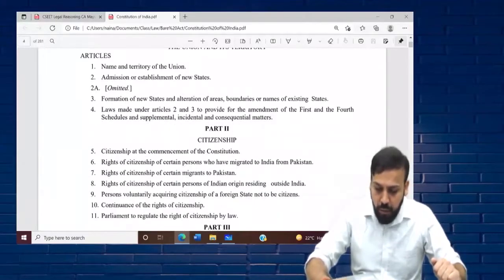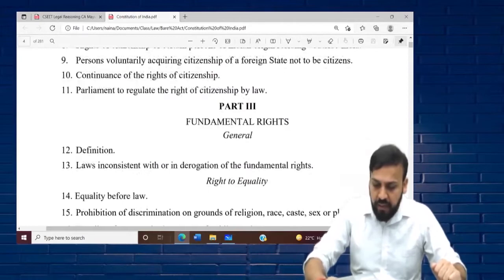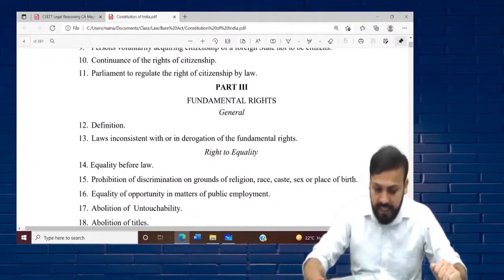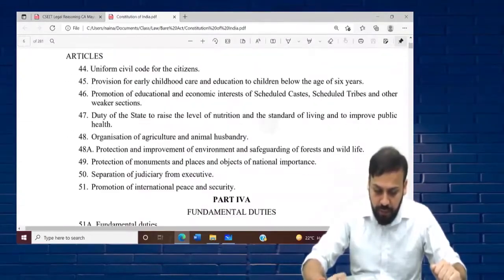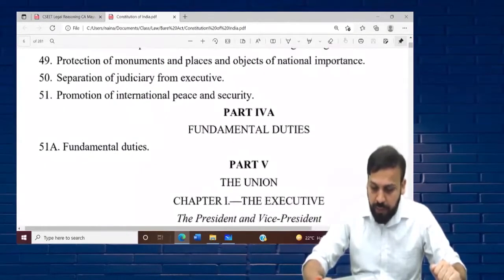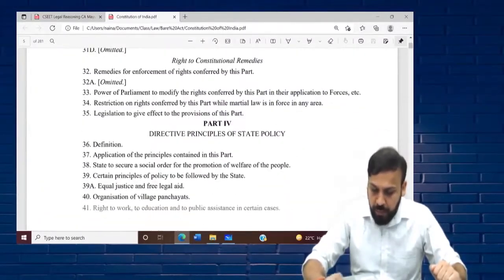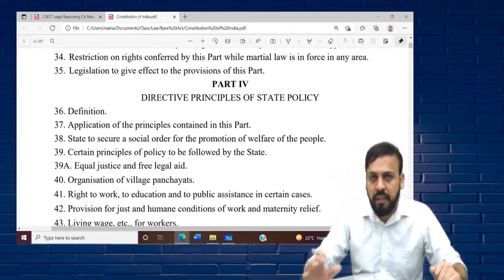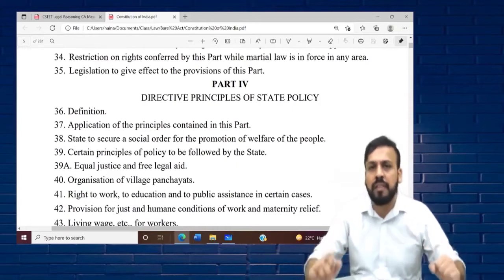In Part 2, they are talking about who is a citizen. In Part 3, they are talking about your rights as well as your duties. Okay, under Article 51A, Part 4A. And if I'm talking about Part 4, it is your DPSPs. So, what are the major things you have to do? Part 3 is majorly applicable and Part 4 is majorly applicable.